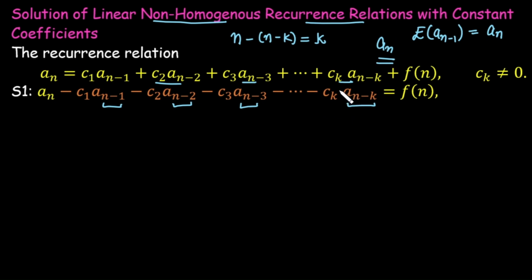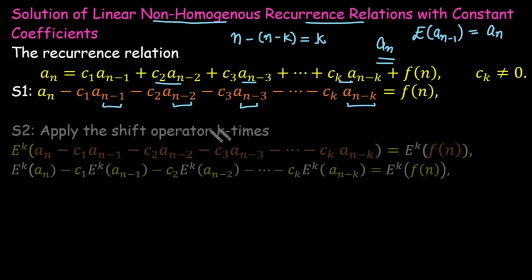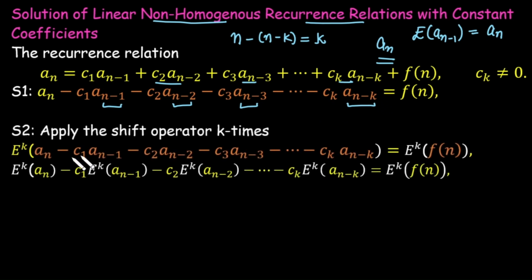So the second step is always to identify the minimum index. As per this one, the minimum index is n minus k. Accordingly, we will apply the shift operator. So applying the shift operator k times on both sides. When we are applying the shift operator, we need to apply it on the right side function as well. This is very, very important.